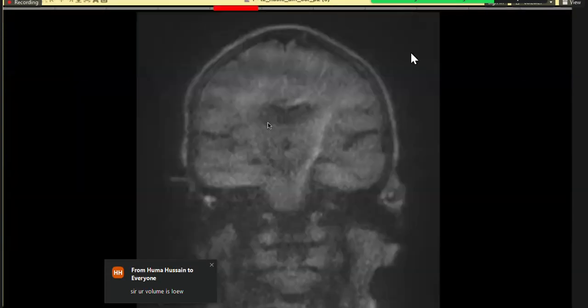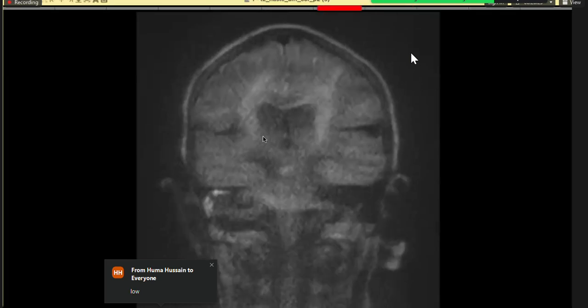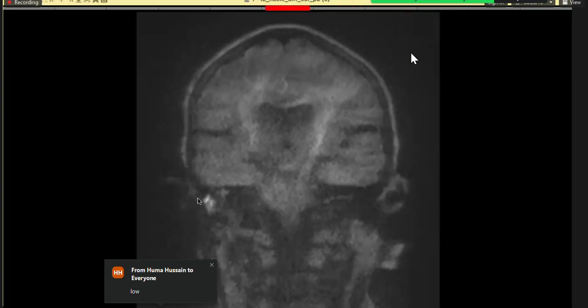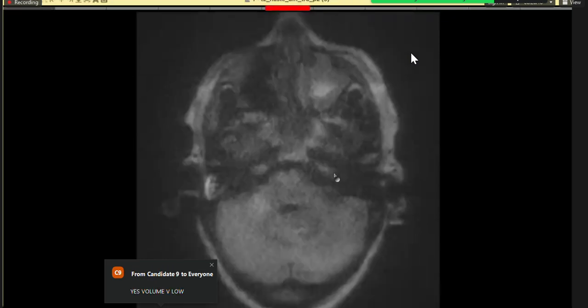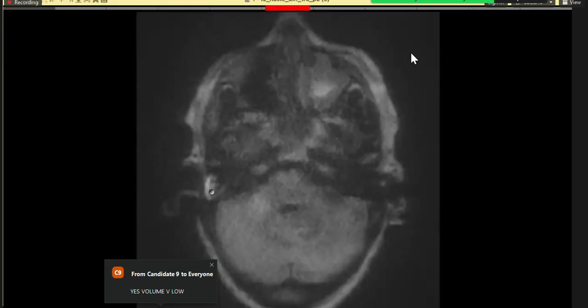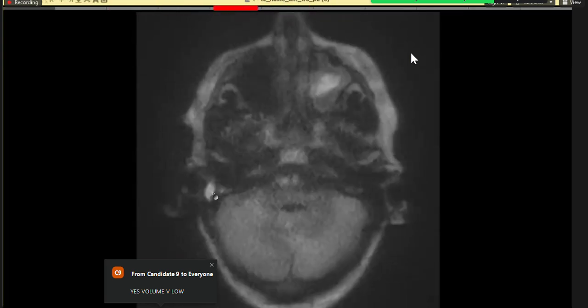But key thing is that on a DWI sequence, you can see that there is a bit of restricted diffusion here and here. The resolution will not be very good, but it will give you the diagnosis, non-EPI, non-echoplanar image DWI.